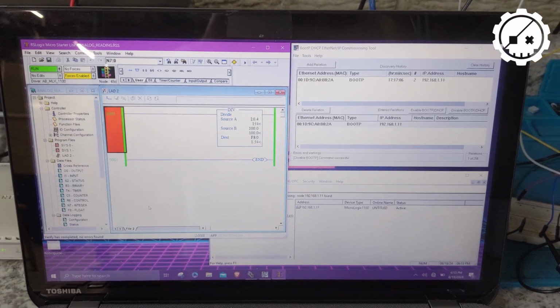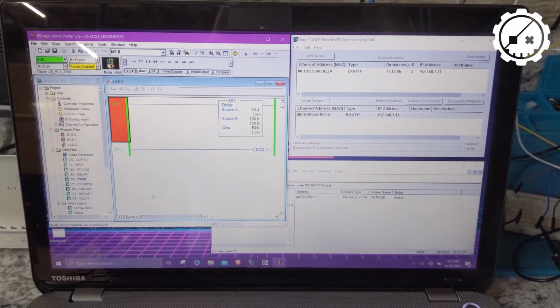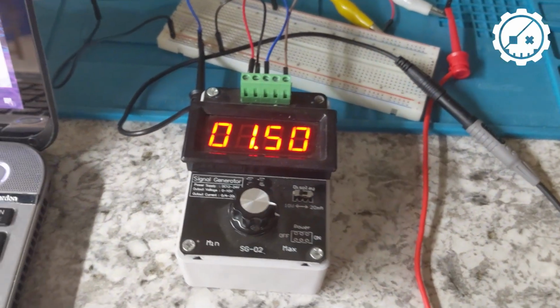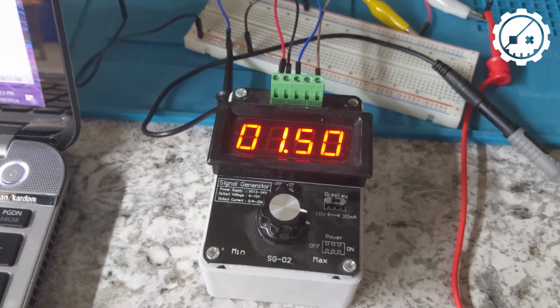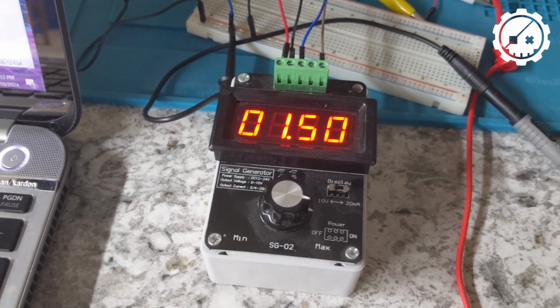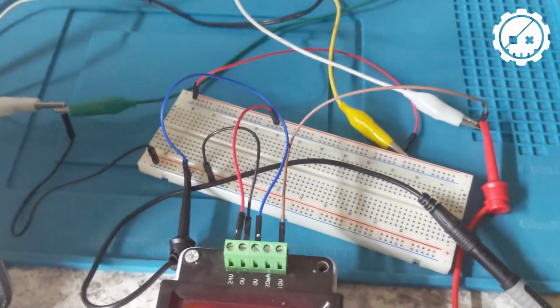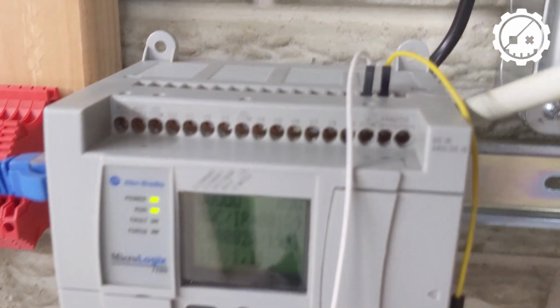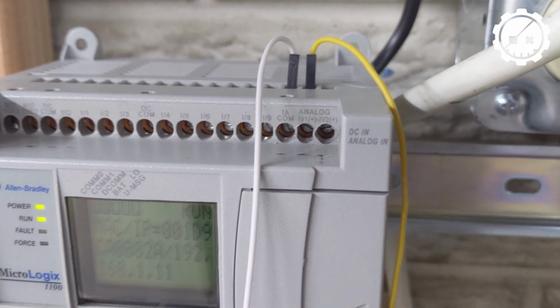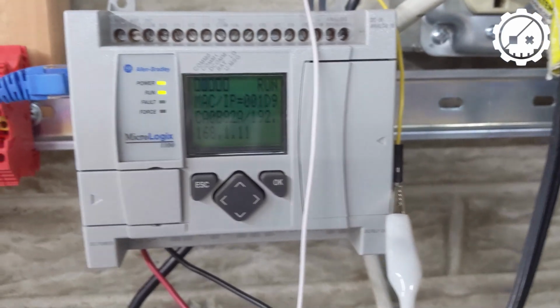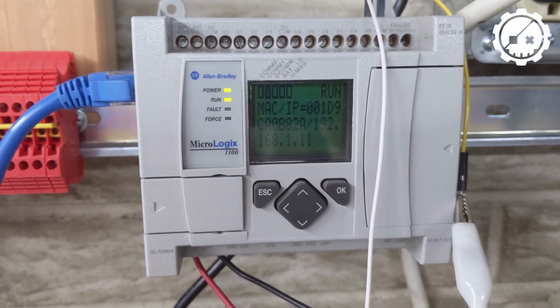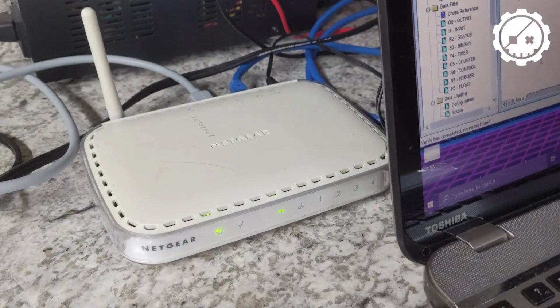This is my quick and dirty setup of how I connected a signal generator to a Micrologix PLC. So I currently have this signal generator set to voltage output, so it produces 0 to 10 volts across this prototyping board and into the analog inputs of this Micrologix 1100 PLC. The PLC is connected to the network via this router.